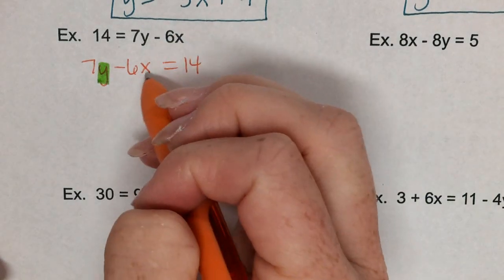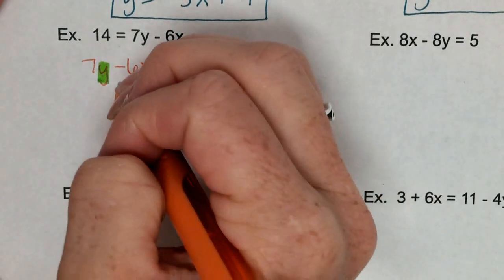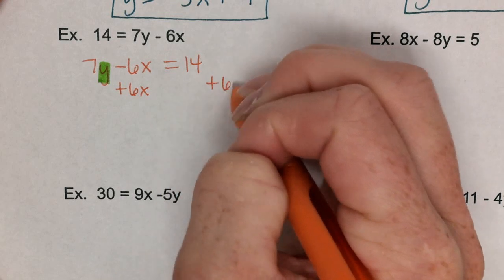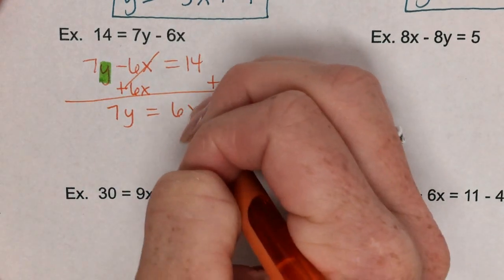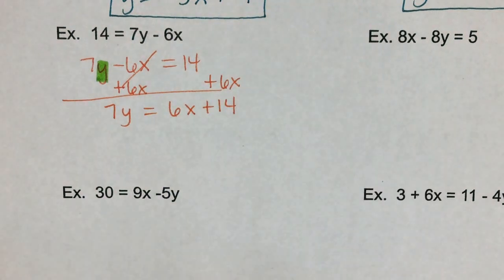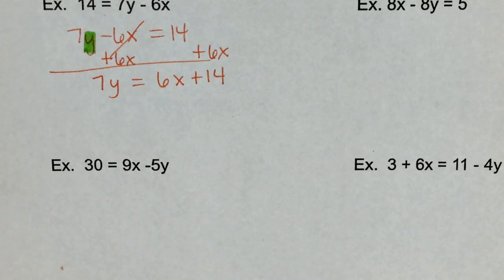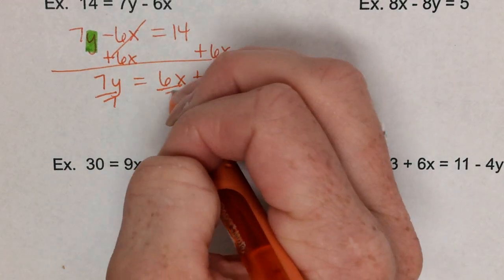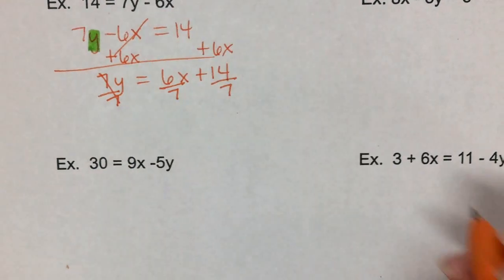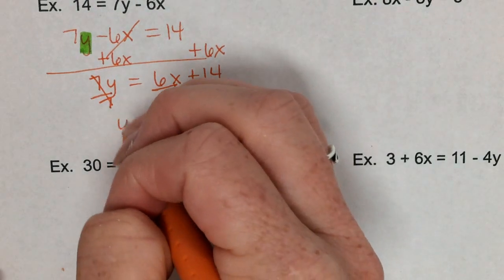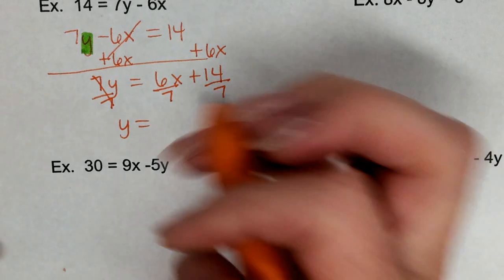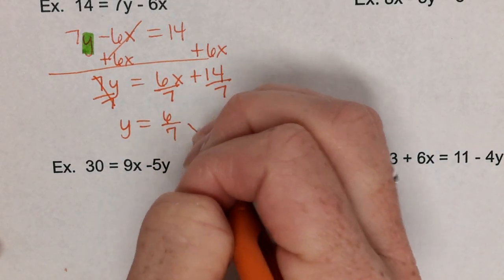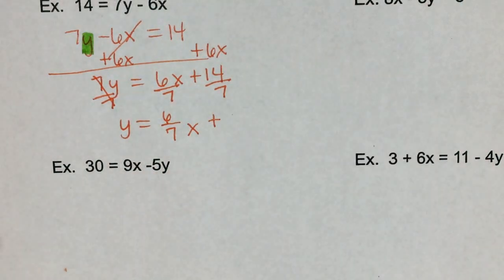So how am I going to get rid of minus 6x? So I have 7y equals 6x plus 14. I'm going to divide everything by 7. So I get y equals, can I simplify 6 sevenths? No. So I leave it 6 sevenths x plus, what's 14 sevenths?